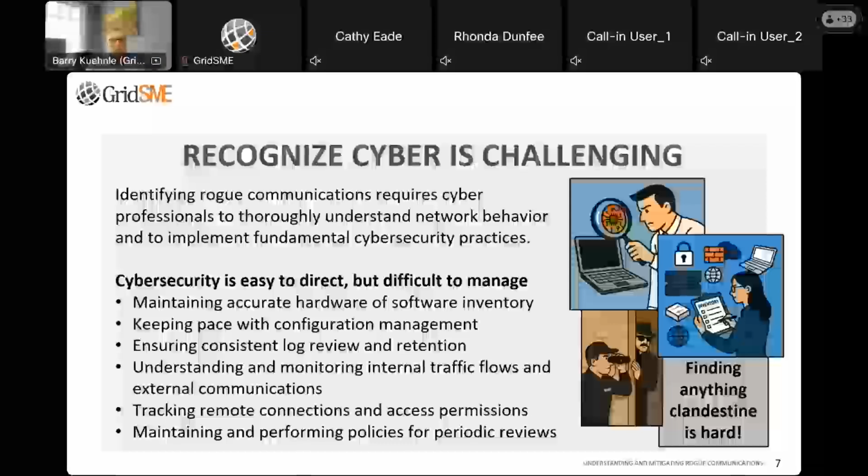You also need to know what your external communications are. So your inbound, outbound access, from all communications coming in inbound and outbound.